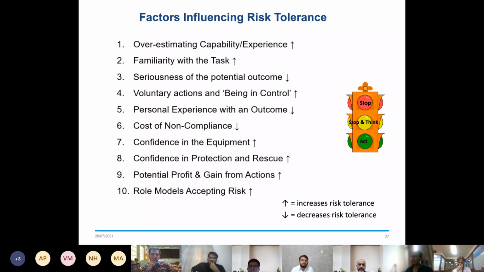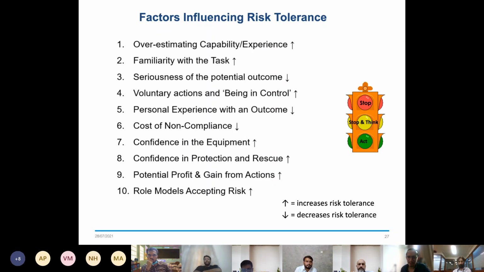These are the 10 identified factors influencing risk tolerance. Why do people tend to tolerate risk? Because of overestimating familiarity with the task. They know the seriousness of the potential outcomes, and it involves voluntary action and personal experience. For the past 20 years, there has been no incident related to the job or to his wrongdoing. He might think he is doing things right, but it is basically wrongdoing based on personal experience, and they know about the cost of non-compliance. If I do this, no one will penalize me, for example.